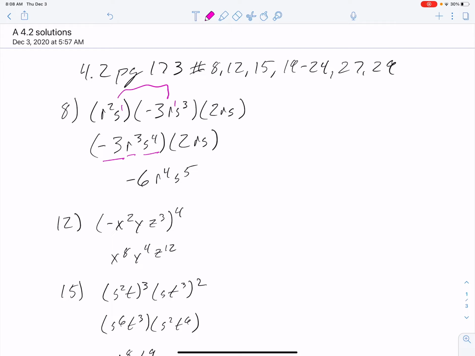Multiply now by my 2rs, so negative 3 and 2 gets me negative 6. I know that r and s with the 2 both have exponents 1, so r cubed times r to the first, 3 plus 1 gets me 4. 4 plus 1 gets me 5 for s, and I've got my answer.